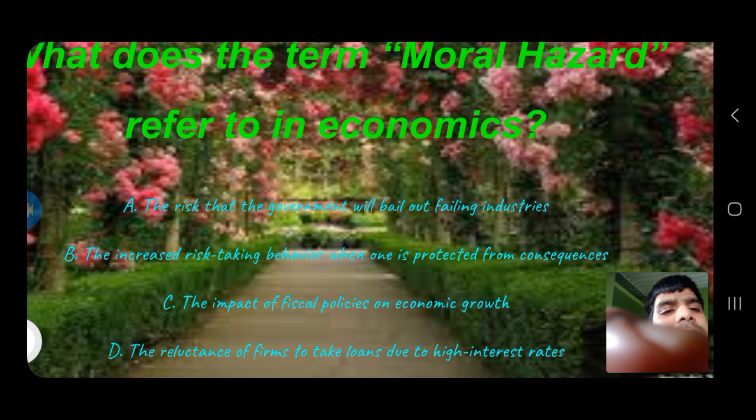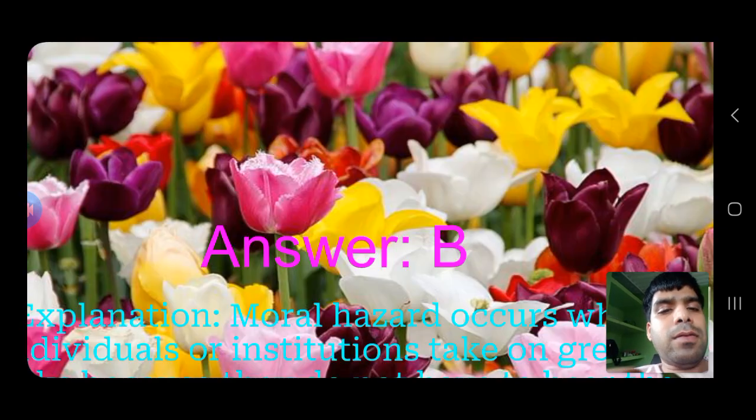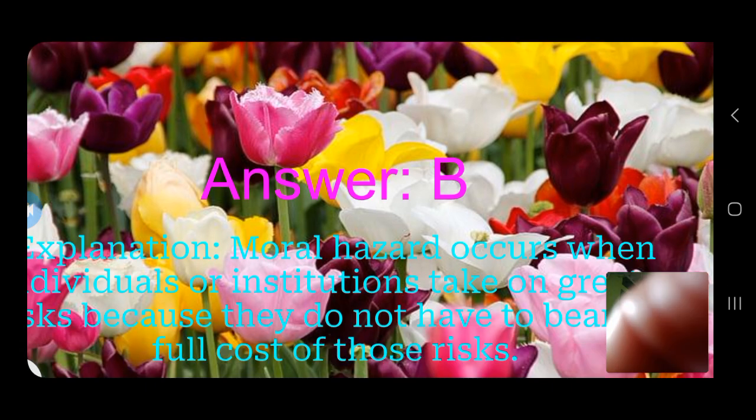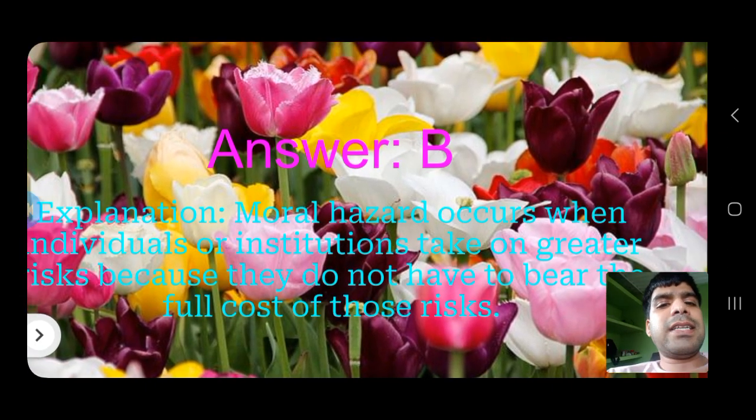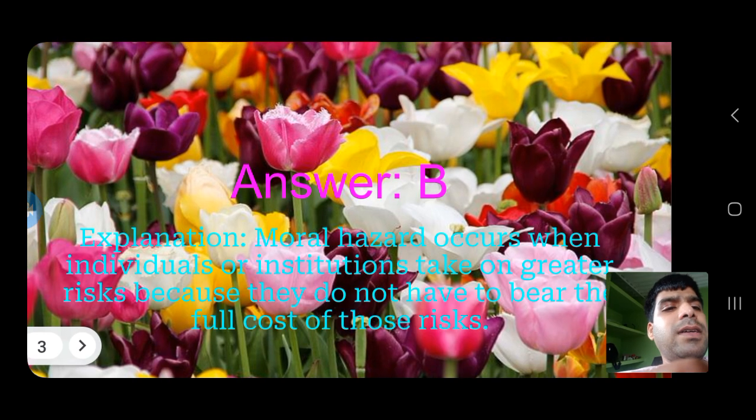And the correct answer is option B. Moral hazard occurs when individuals or institutions take on greater risks because they do not have to bear the full cost of those risks.